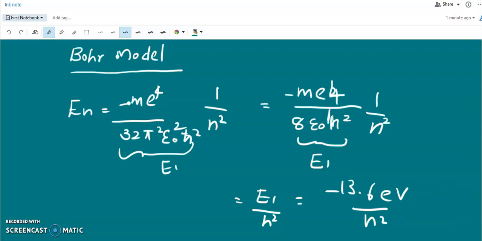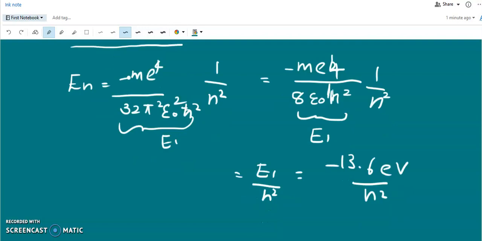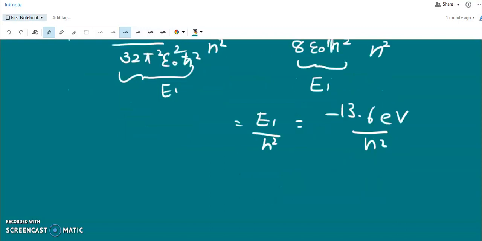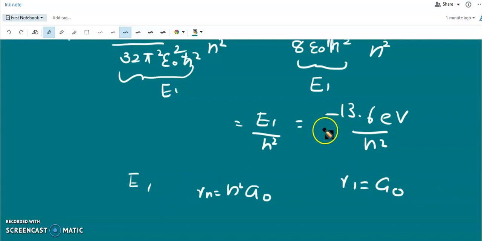So we can say that the energy levels are discrete, or the electron's energy is quantized. Only certain values of energies are possible, and the lowest energy, when n equal to 1, that is E1, corresponds to the ground state. It is the state with lowest energy, E1, equal to minus 13.6 electron volt. The others are less negative, so they are higher energy levels. The radius is n square A0, so when n is 1, R1 is A0. So this state with energy minus 13.6 electron volt and radius A0 is called the ground state.